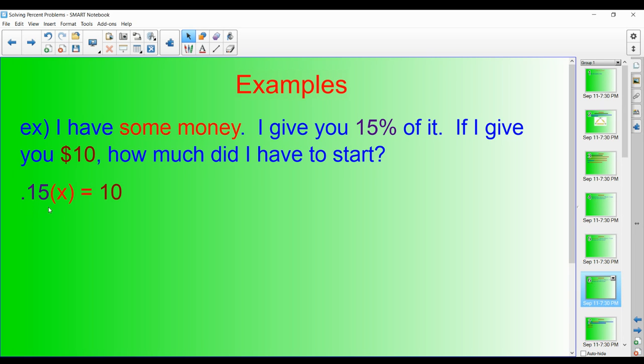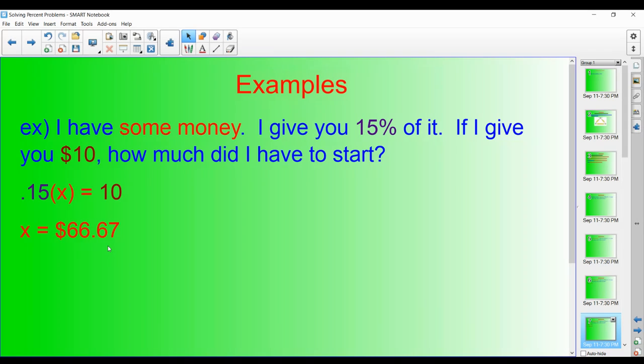So 15% I convert to a decimal. 15% of x is 10. So we need to set up these equations by reading them and converting them to algebraic symbols. So we have 15% of a number is 10. We solve by dividing by 0.15 on both sides and get x is $66.67. Since it's money, we round to two decimal places.